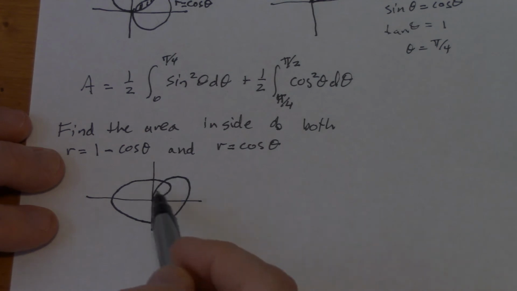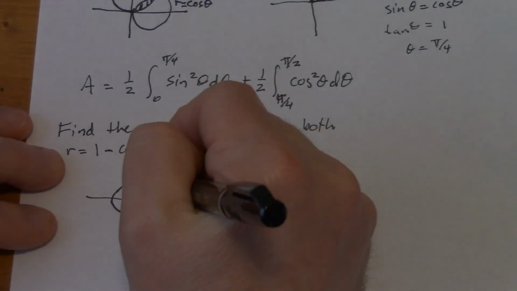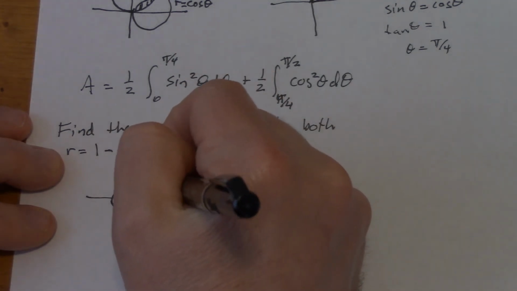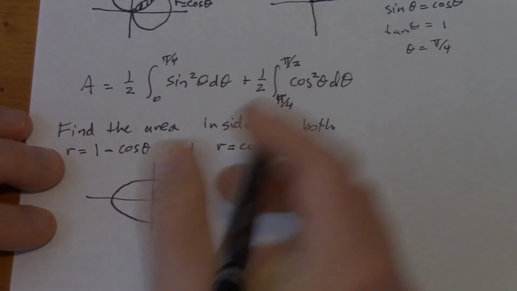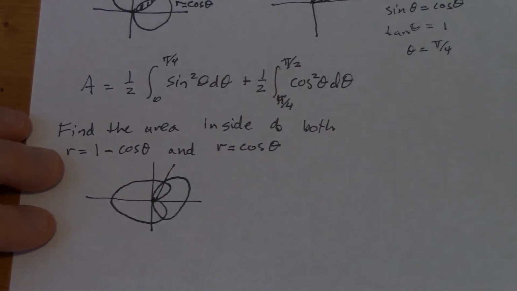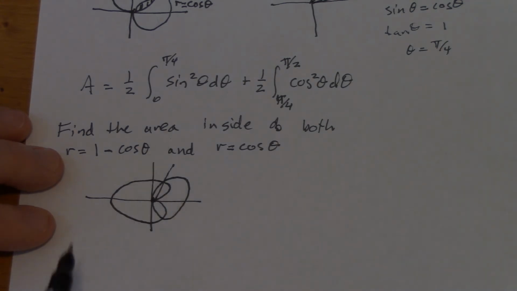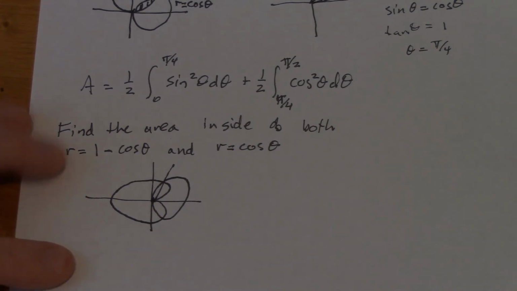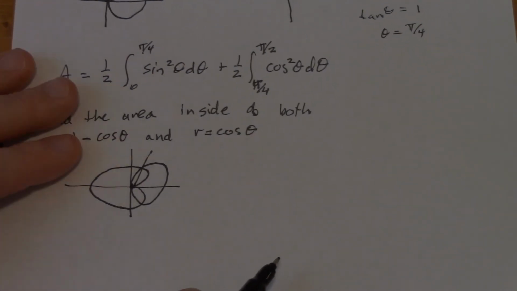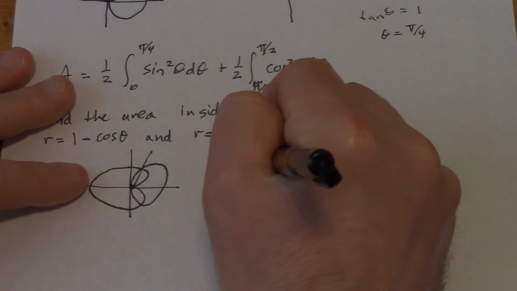So notice that I've got two pieces here. I'm just going to focus on one. I'm going to focus on this piece right here, and notice if I draw a line there where they intersect, I'm going to have two separate regions. On the left, I'm dealing with something that's the cardioid, and on the right, I'm dealing with the circle. Okay, so like before, we need to find that intersection point, and we do that by setting things equal.